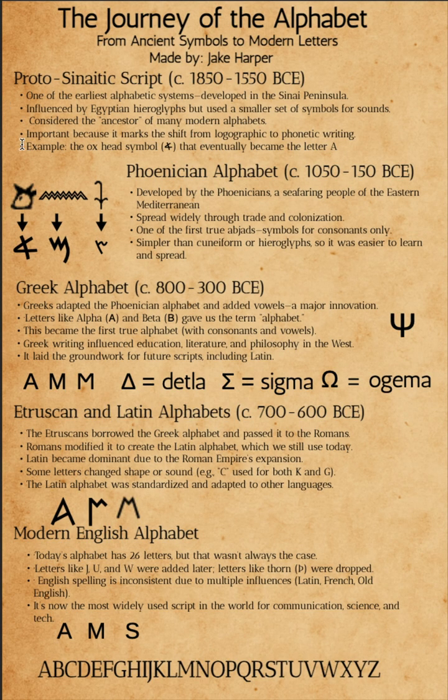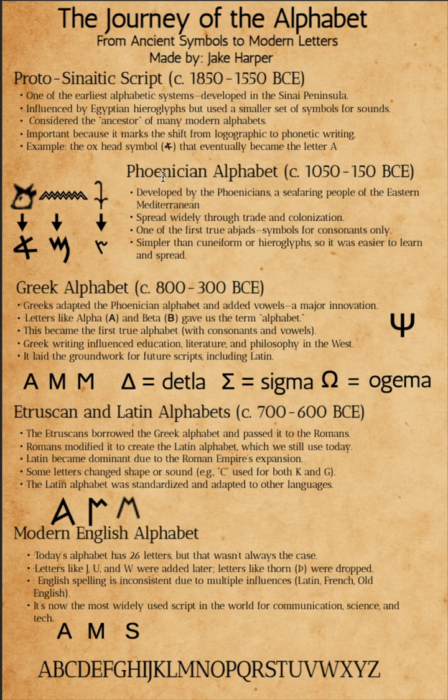So from an Egyptian hieroglyph, the ox head symbol eventually became the letter A. And you can see the symbol here where I'm highlighting. And then if you move down here, I'll go through the Phoenician alphabet, and then I'll explain to you my symbols here.